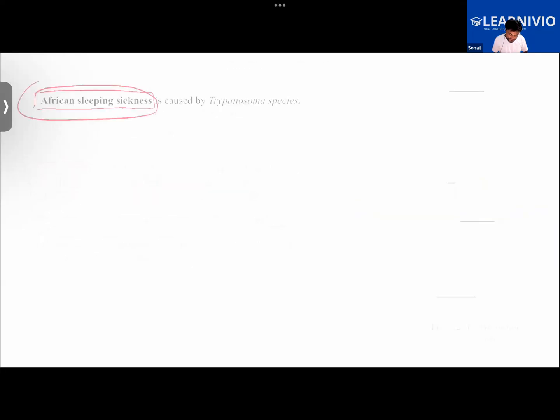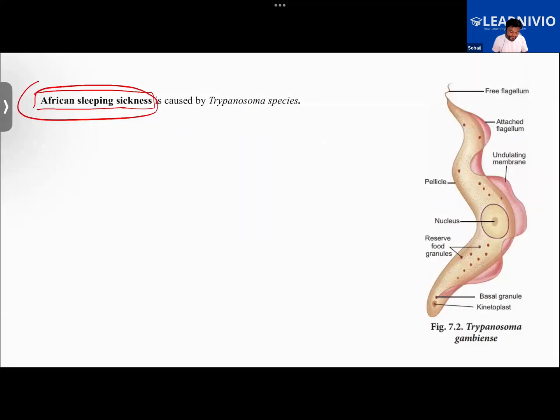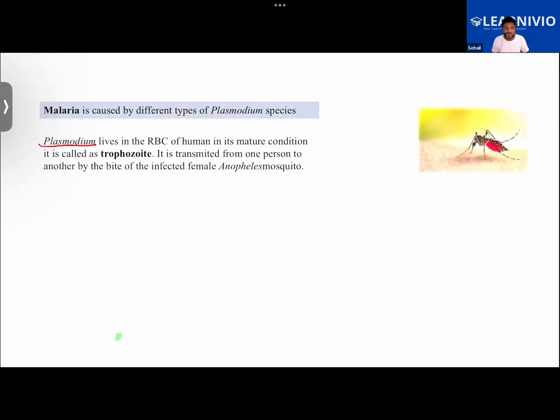Plus, they cause some diseases also. Like the common diseases caused by them are African sleeping sickness. Plus, we have amoebic dysentery. One of the most common diseases caused by the protozoa is malaria. So malaria is caused actually by plasmodium.